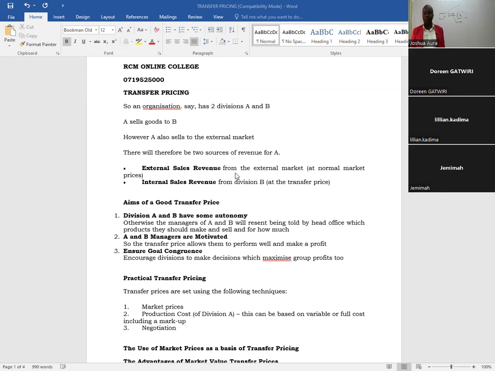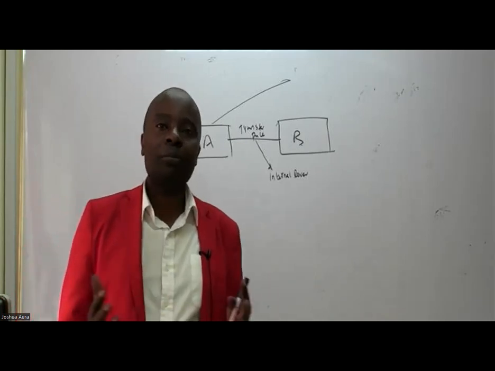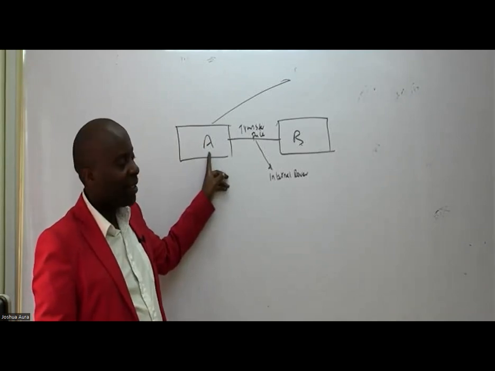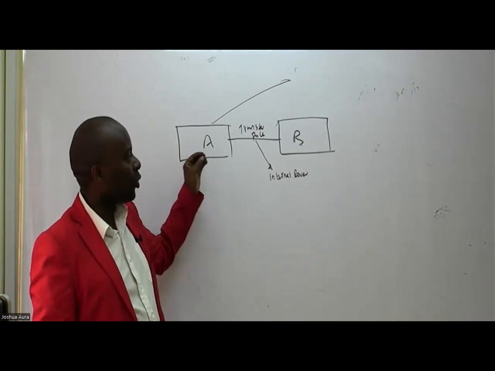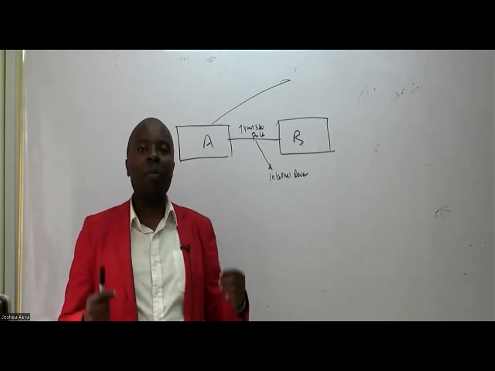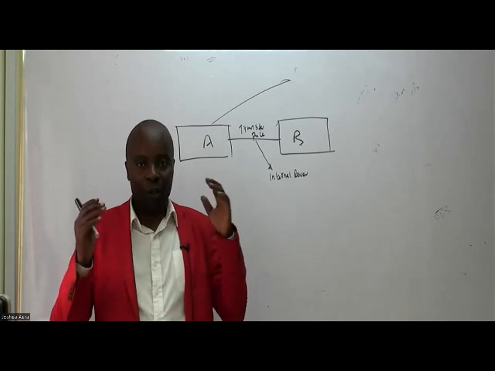Then what are the aims of a transfer price? Number one, it is to have divisions A and B being autonomous, being independent. So if A feels that we can get a better price outside there, they'll easily make their own decisions independently. A and B managers will be motivated. Transfer pricing could also have the effect of motivating the managers. Why? Because now this manager will be able to earn profits, so he'll have every reason to smile, because most managers will be paid bonuses depending on how much they bring into the company as profits. So the motivation element is an aim, an objective.